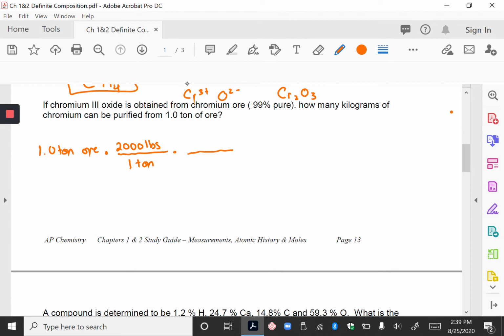And I know that a pound is 454 grams. Now, any of these conversions right here, you would be told what they are. You do not need to memorize the conversions that are in the English system. But this gives me grams of ore, right?